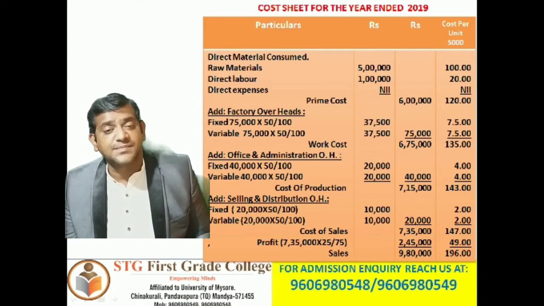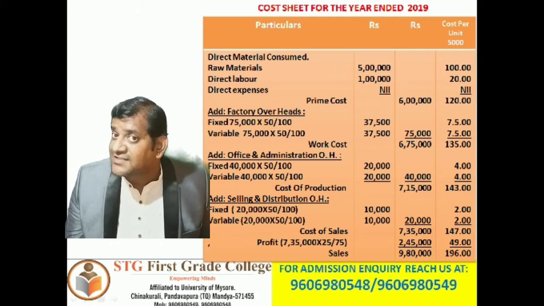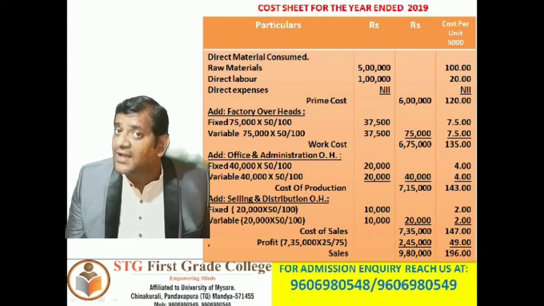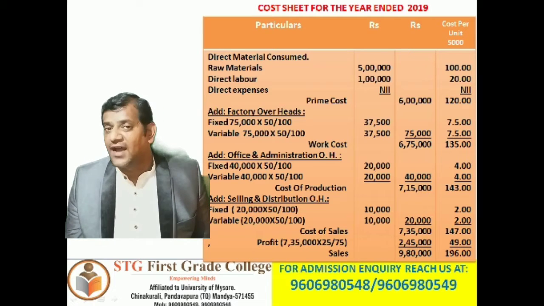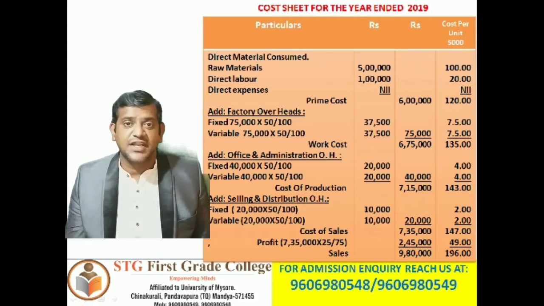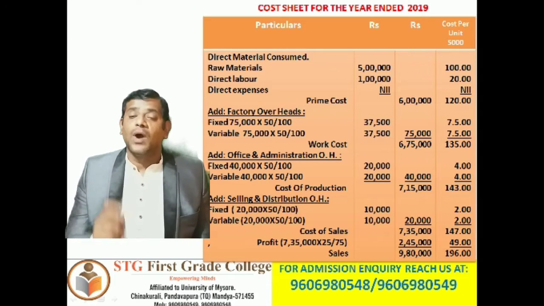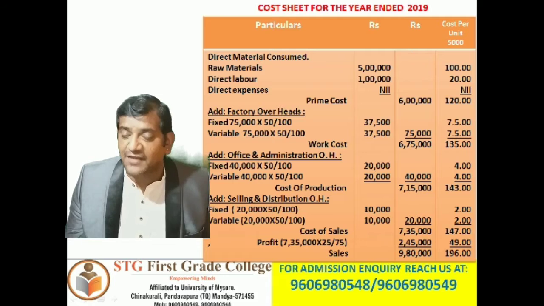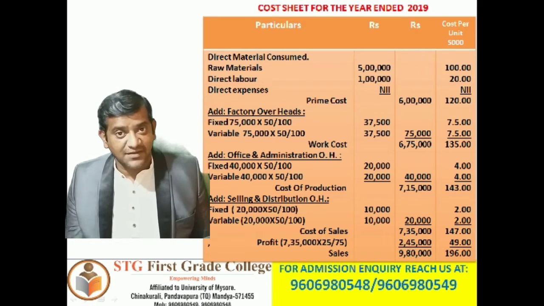So what that means, profit 25% on sales? Obviously you all know, since it is the last problem I am solving. So what is the formula? Profit equals percentage divided by 100 minus percentage. So that means 25 divided by 100 minus 25. So that comes to 25 divided by 75 rupees.